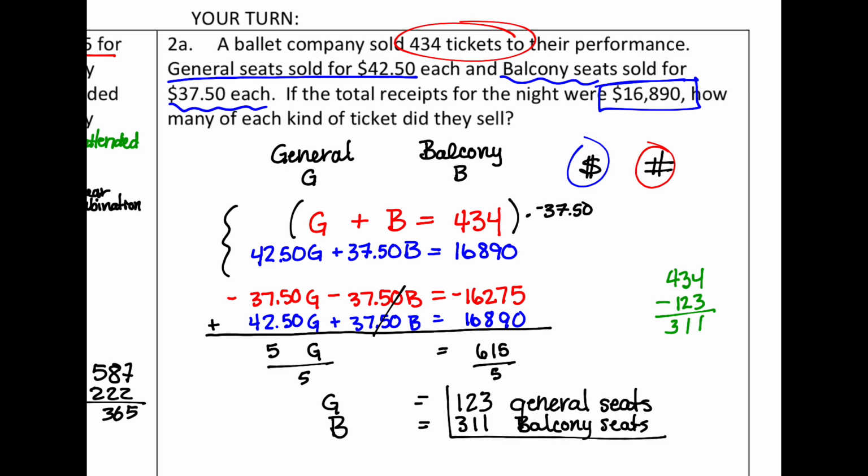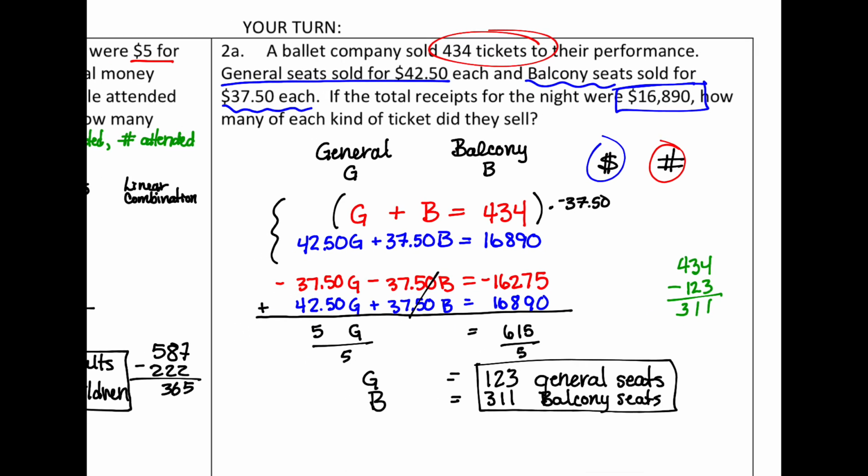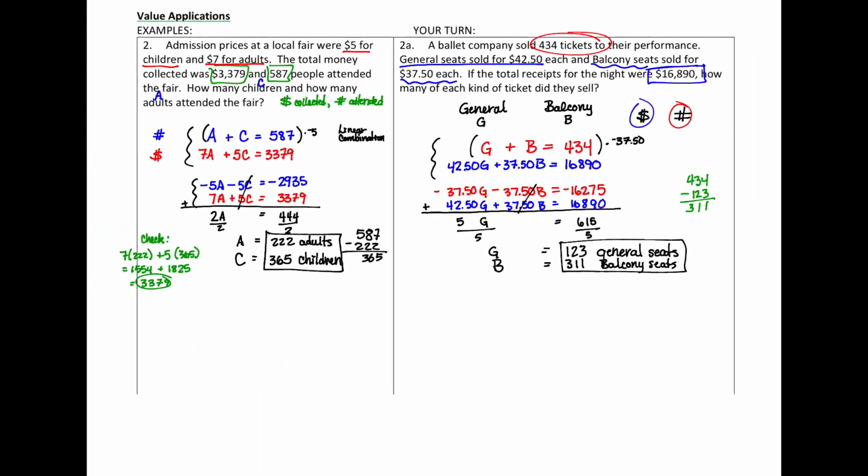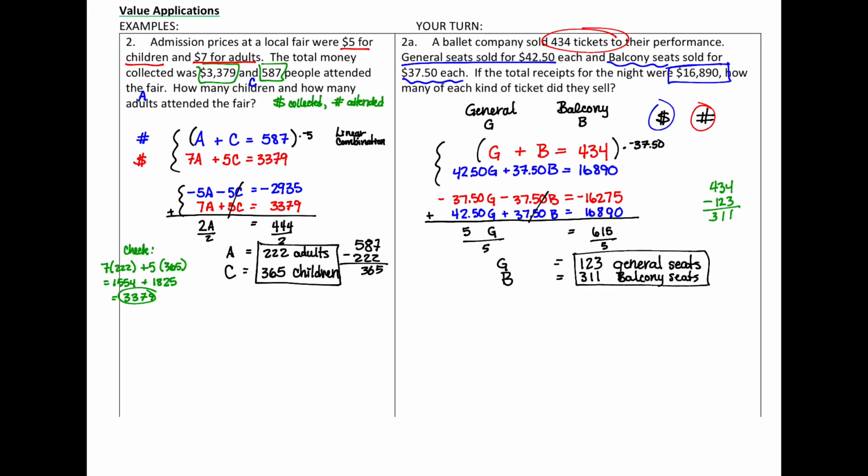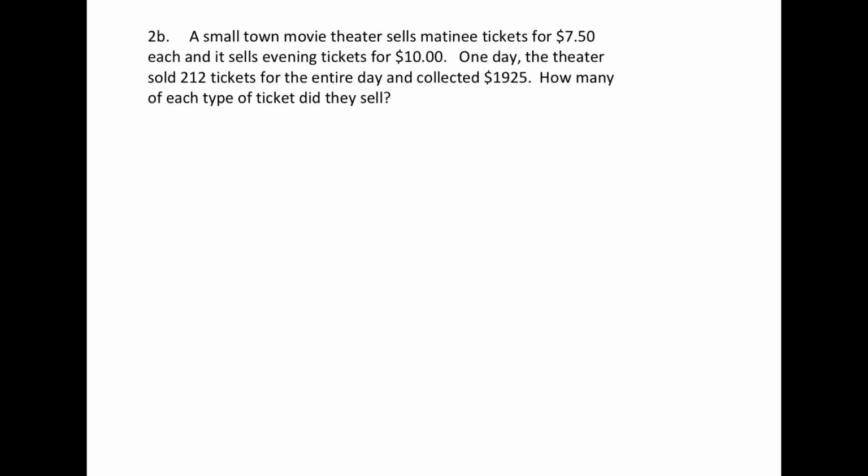Okay, those two automatically add up to be the 434. And you could do the math to figure out if that's the correct answer for the amount of money sold. Okay, there we are. And if you haven't already tried this one, go ahead and try it and come back.